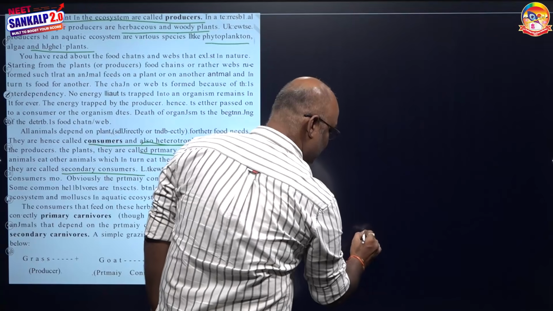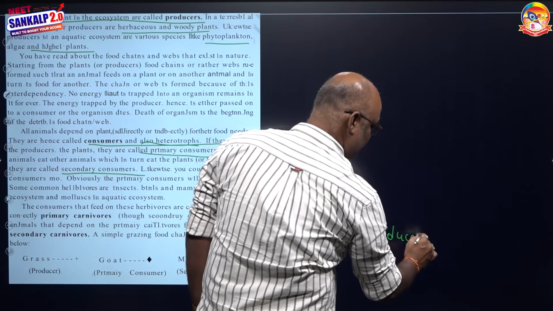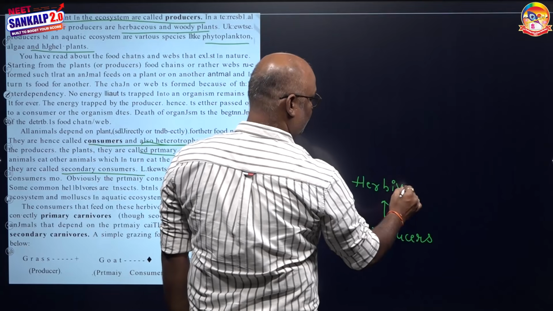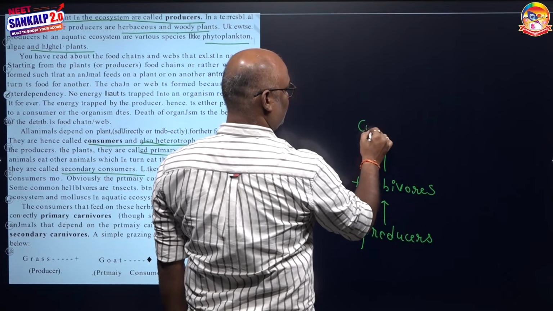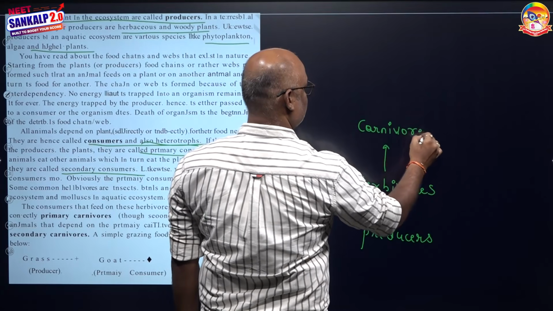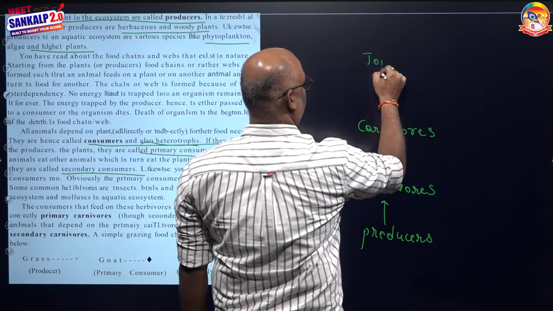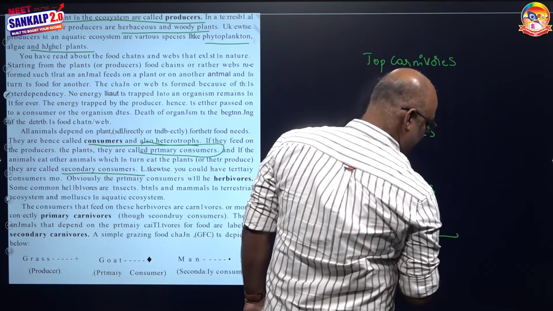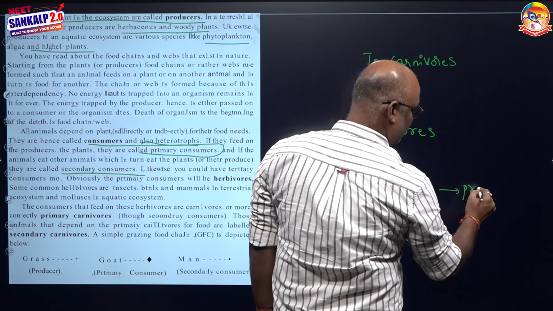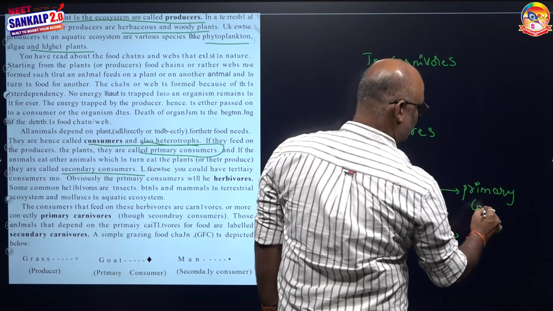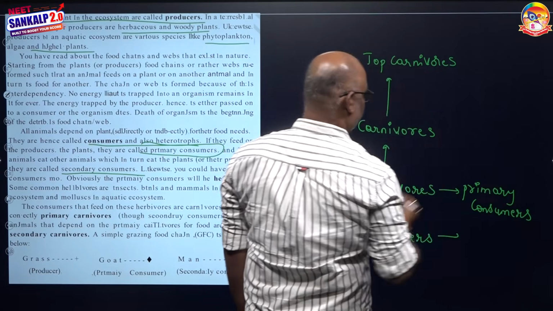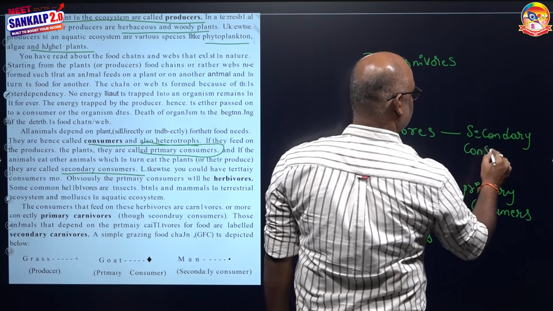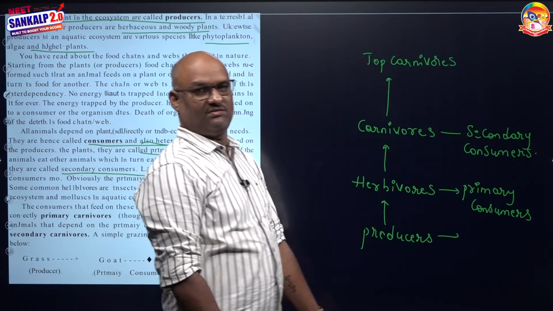So, if I write like this, producers are nothing but the plants. Producers are eaten by the herbivores. Herbivores are eaten by the carnivores, and the carnivores are eaten by the top carnivores, or you can also call them omnivores. Now the producers are the plants which produce. Herbivores are called the primary consumers, whereas the carnivores are called the secondary consumers, and the top carnivores are called the tertiary consumers or top carnivores, whatever it may be.